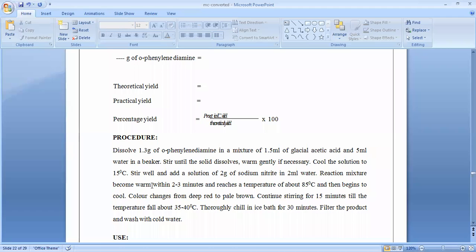A color change from deep red to pale brown will be seen due to heating the mixture, with continuous stirring for 15 minutes, till the temperature falls from 85 to 35 to 40 degrees centigrade. And after that, we are going to chill this reaction mixture in an ice bath for 30 minutes. So we will get the product benzotriazole. We are going to filter this product and wash it with cold water.